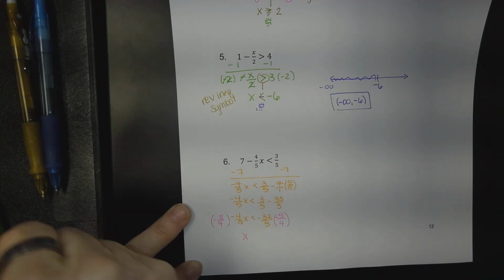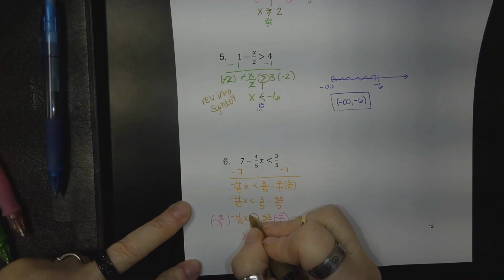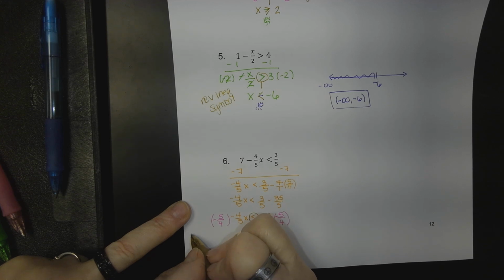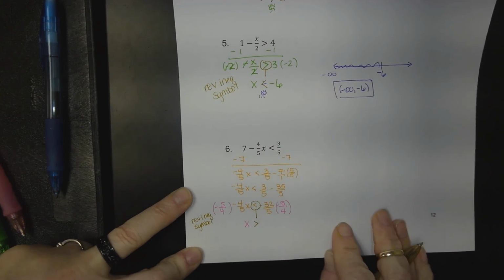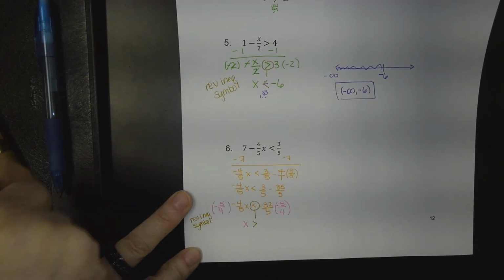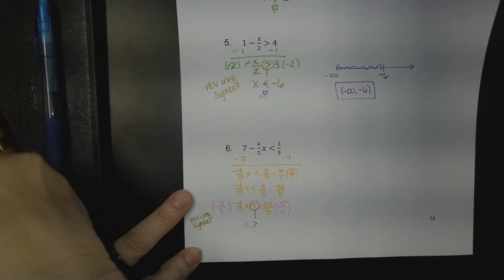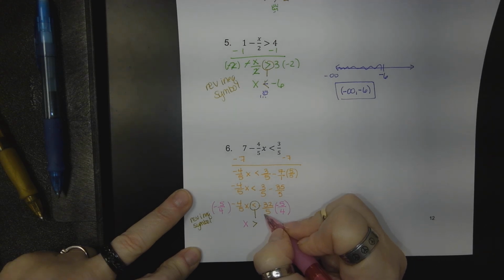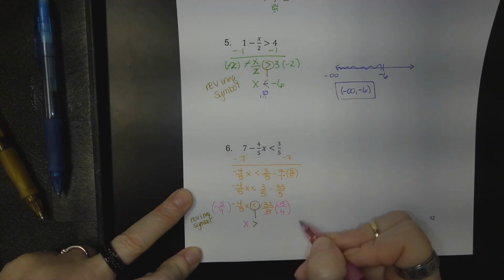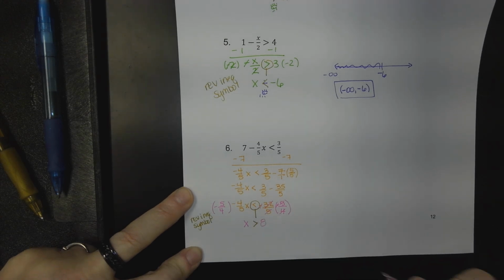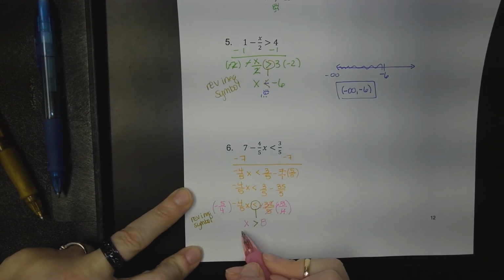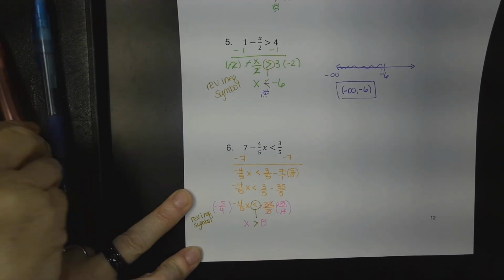So that's going to give us x. When we multiply by a negative, what do we have to do? That's right. Reverse. Reverse that inequality symbol. Pink. So 5 and 5 will cancel. So will these negatives. And 4 goes into 32 8 times. So x is greater than 8, okay?